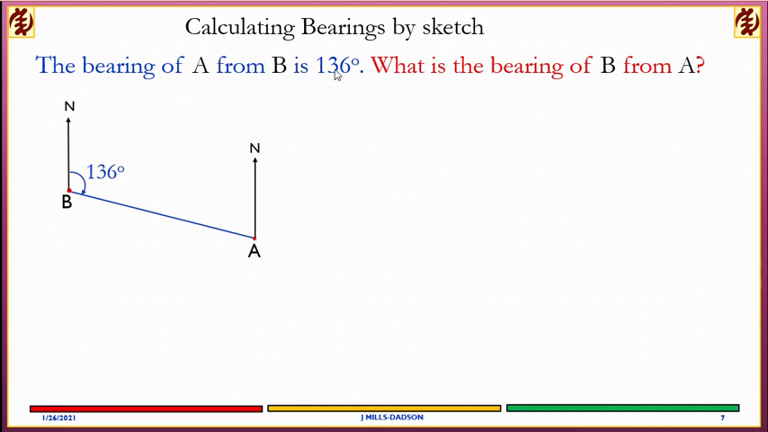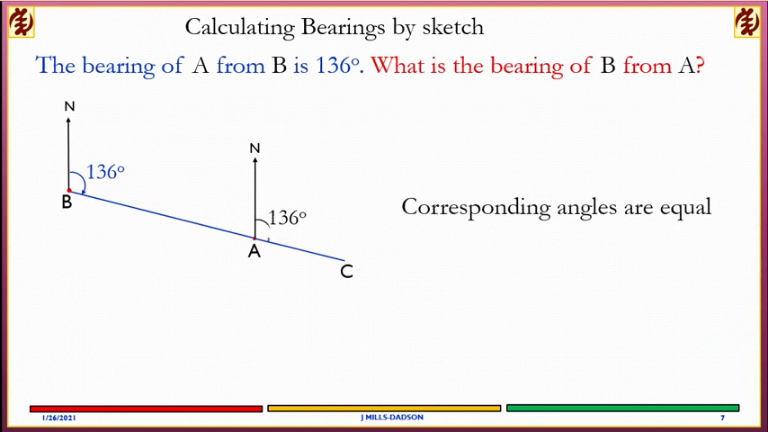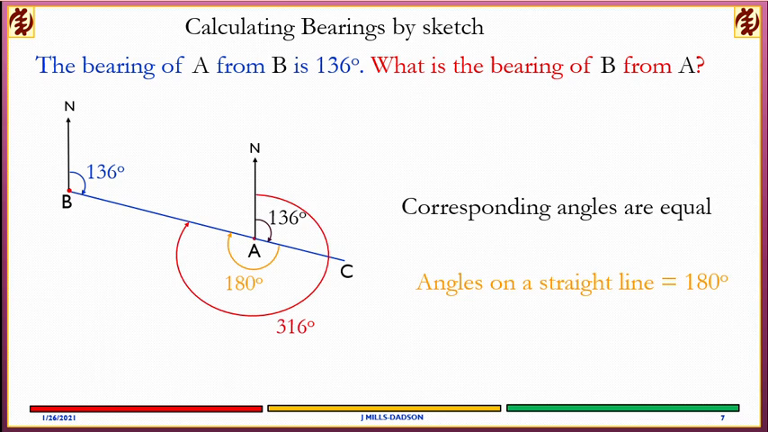That's what you're supposed to work out. This 136 is B to A. That's what this means. So you're now going to work out A to B, which is B from A. So the same principle, 136 because corresponding angle like we saw previously. Then the blue straight line is 180 degrees at the bottom. So the total angle will now be 316.